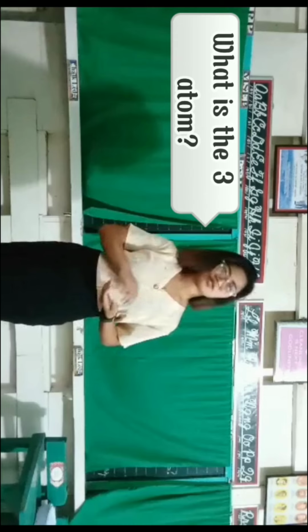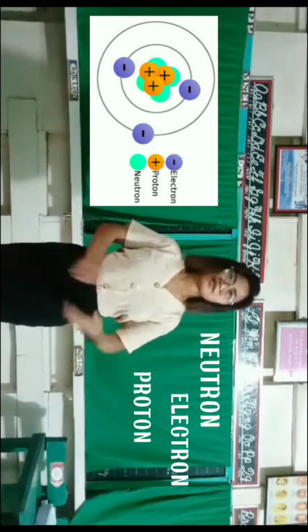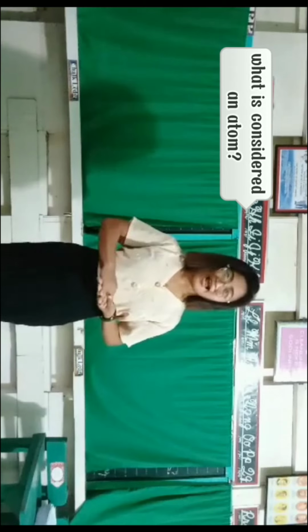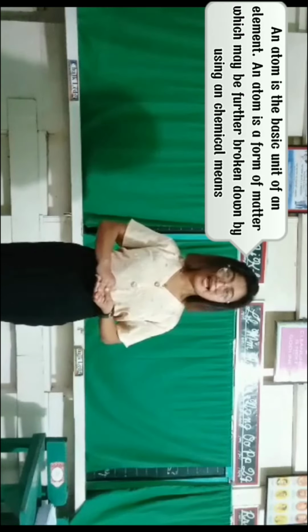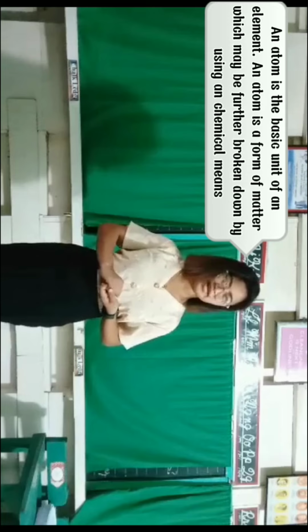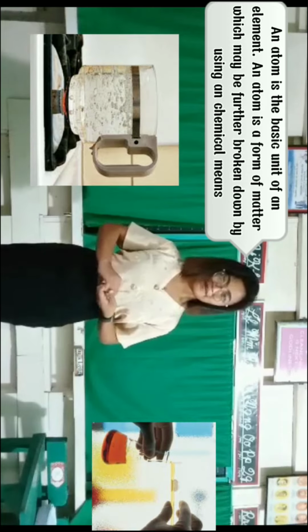What are the parts of an atom? We know that atoms are made up of three particles, the neutrons, electrons, and protons, which are composed of even smaller particles such as quarks. What is considered an atom? An atom is a basic unit of an element. An atom is a form of matter which cannot be further broken down by chemical means. The examples of atoms are oxygen, hydrogen, sodium, uranium, and fluorine.